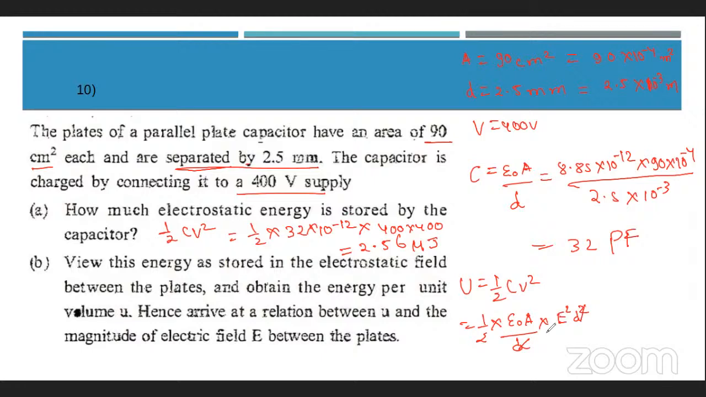Now they're asking you to obtain energy per unit volume. To find out per unit volume, this is the energy, and I know I can write area into distance as volume. So per unit volume, I have half epsilon naught E square. Remember this as well. This is energy per unit volume. This is an important formula which can be used for a few questions.